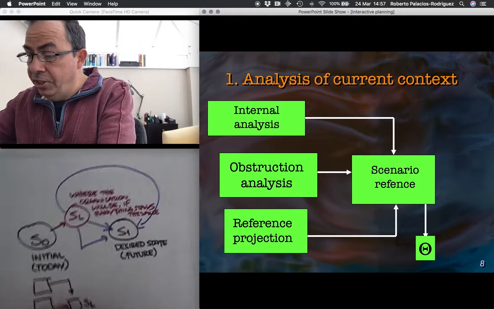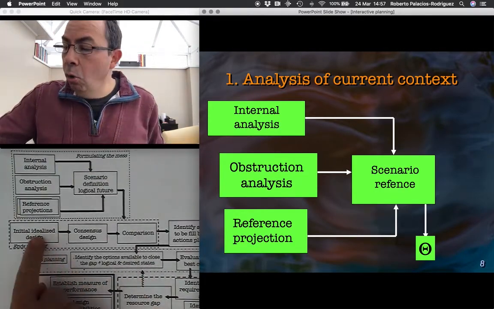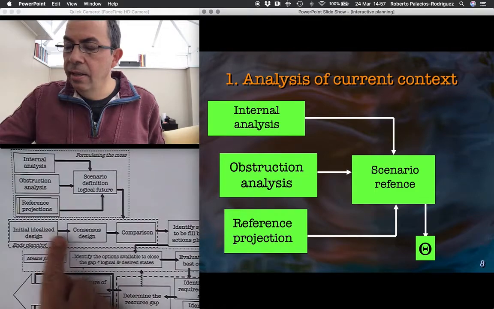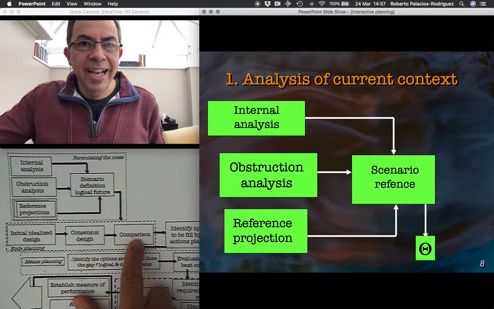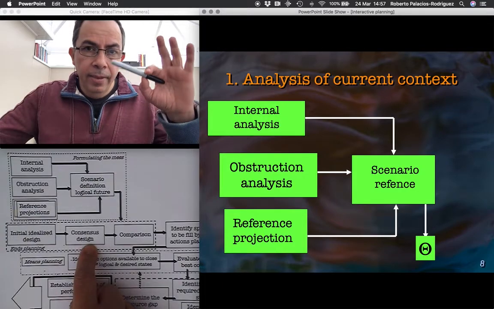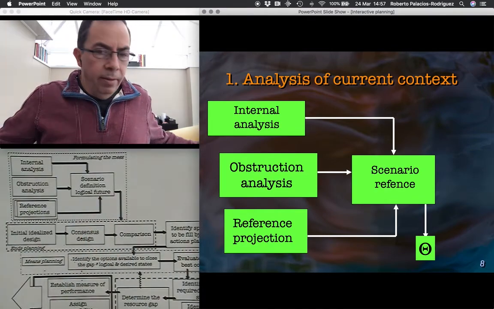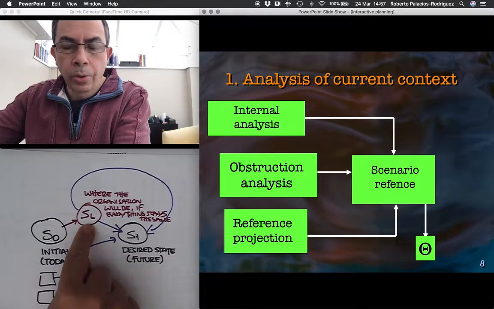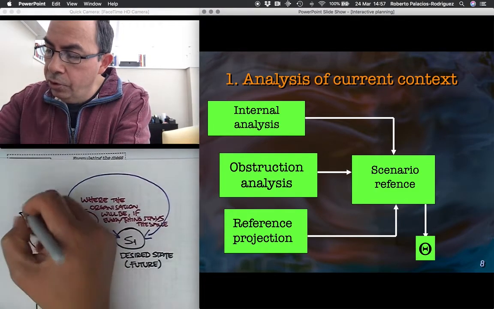Then you have the next stage, and that stage is represented by all these three activities. You see there are three of them: idealized design, consensus design, and comparison. The comparison stage is about comparing the idealized design, the desired future, and the logical future, right? Again, it is comparing if there is a distance between this one and the one over there. If you want, this one is the product of the first stage.